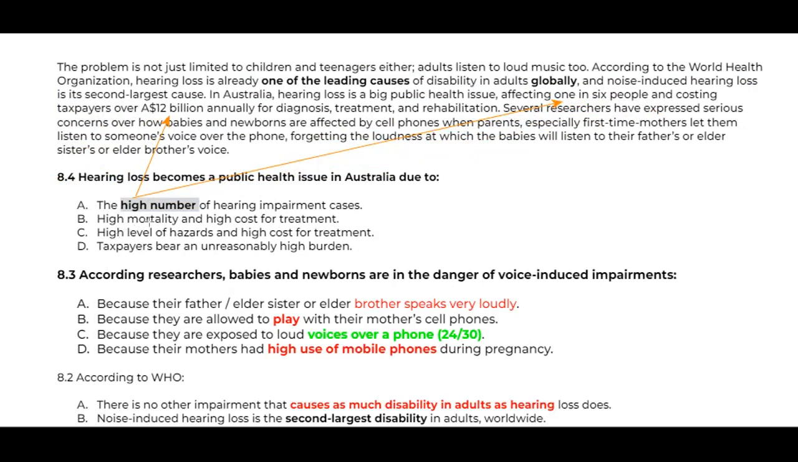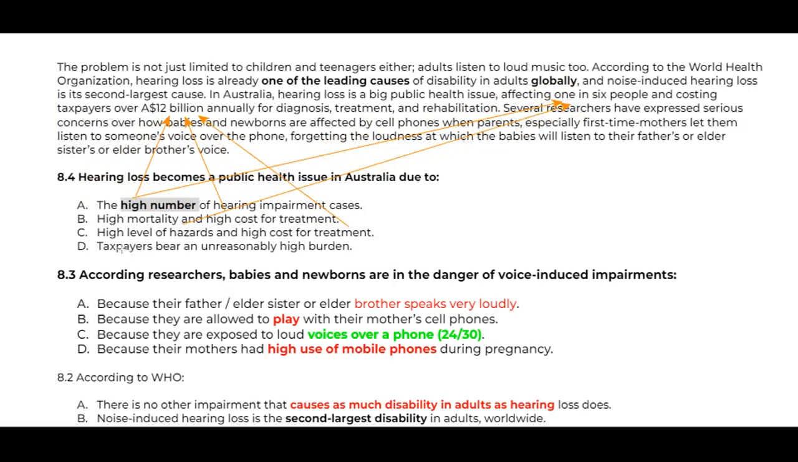Going to the second one, high mortality and high cost of treatment. High cost of treatment is there, no problem. But there is no mortality mentioned here. This is not the death rate. Mortality always means death, and no death is mentioned here. Therefore, we cannot take that one also. Going to C, high level of hazards and high cost of treatment. High cost of treatment, of course. Hazards are also there. In this one, both things are here.